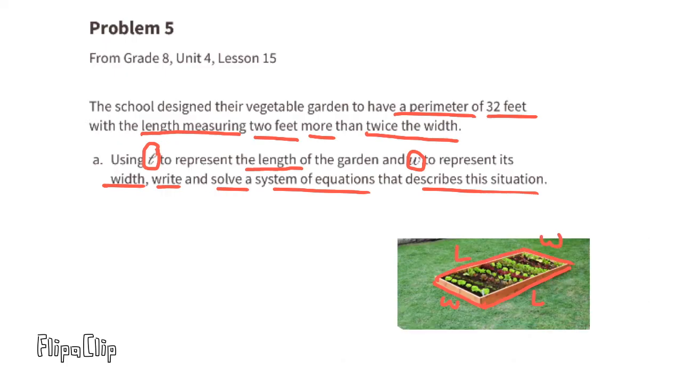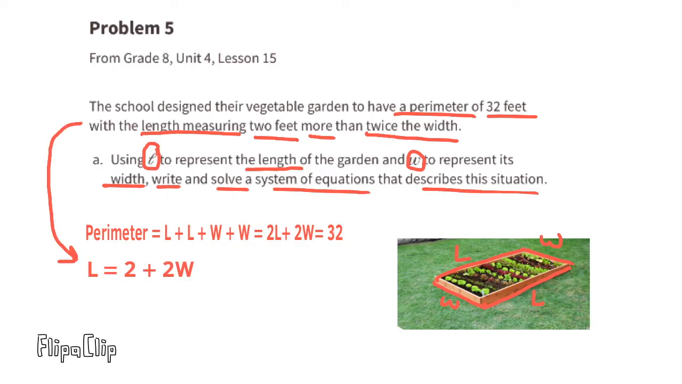Here's a garden box with the length and the width, and you notice that there's 2 lengths and 2 widths. The perimeter is equal to length plus length plus width plus width. And that's the same thing as 2L plus 2W. And adding them all together will give you the perimeter, which is 32 feet. The length of this particular garden box measures 2 feet more than twice the width. So we can write that as L equals 2 plus 2W.